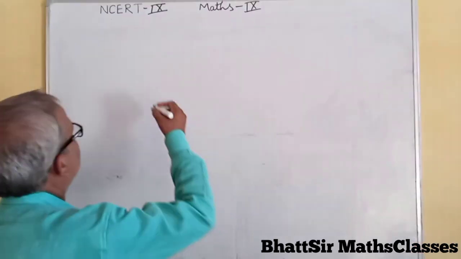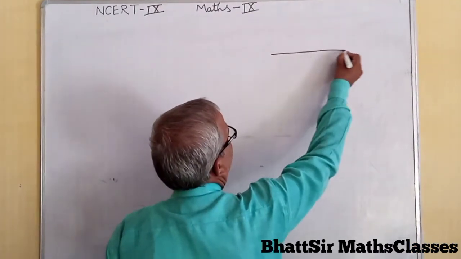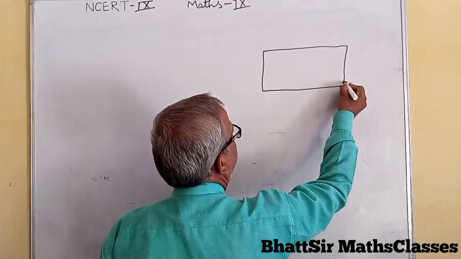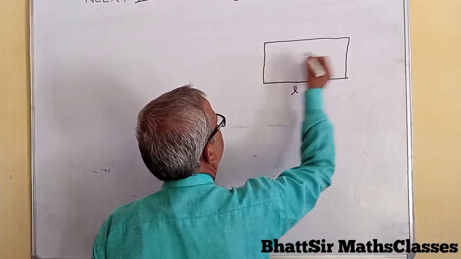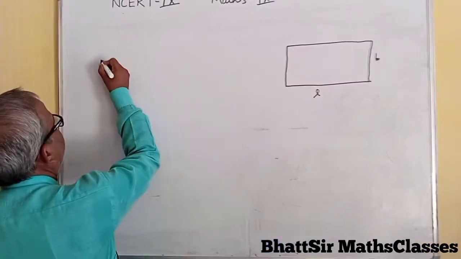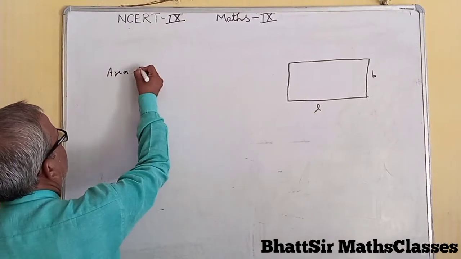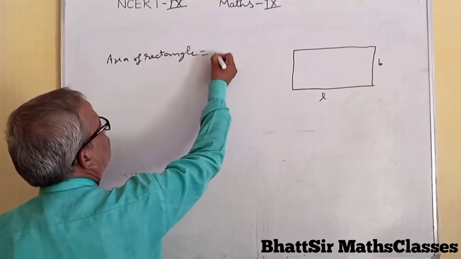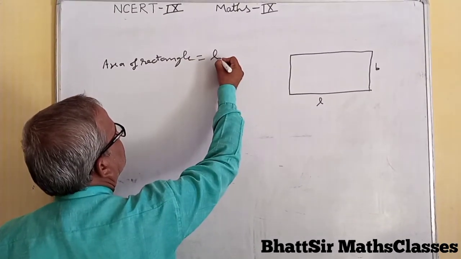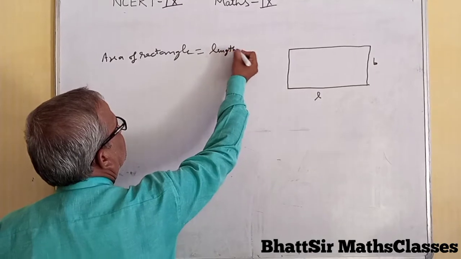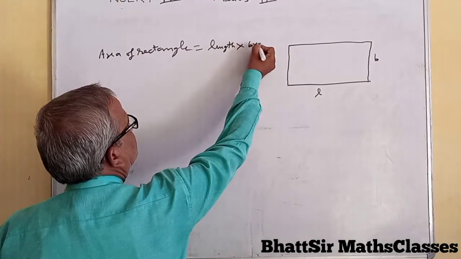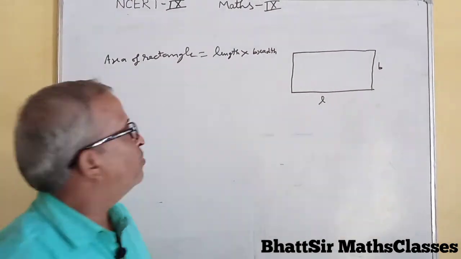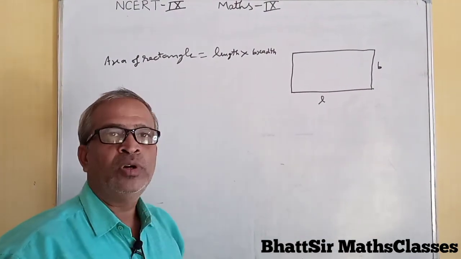Area of rectangle, area of rectangle equal to length into breadth. So I want to convert this rectangle into a cylinder.